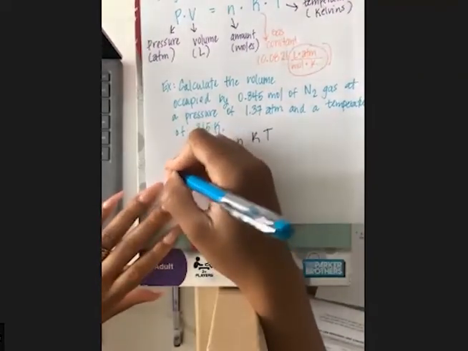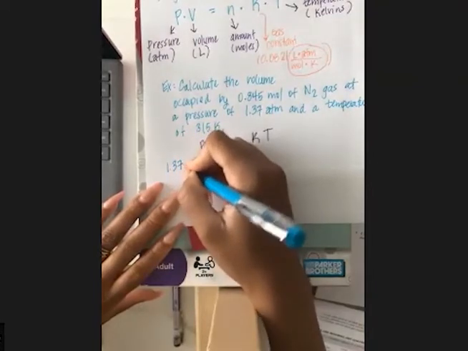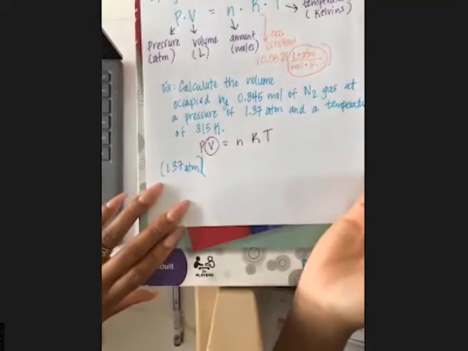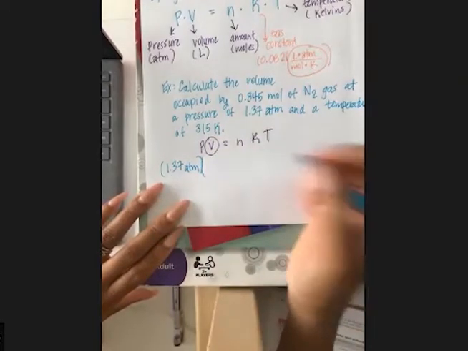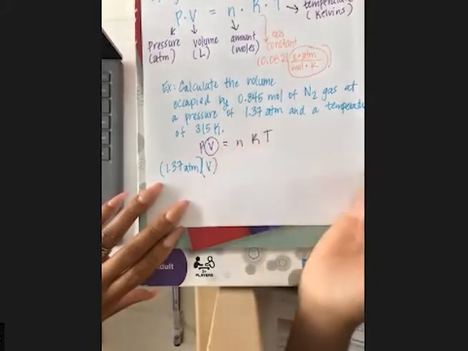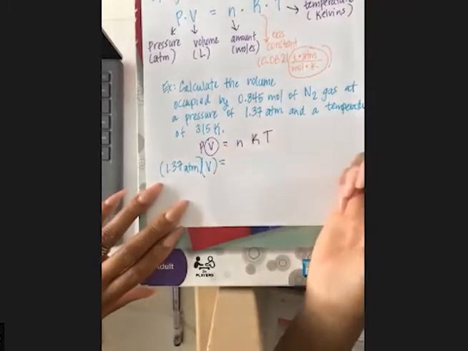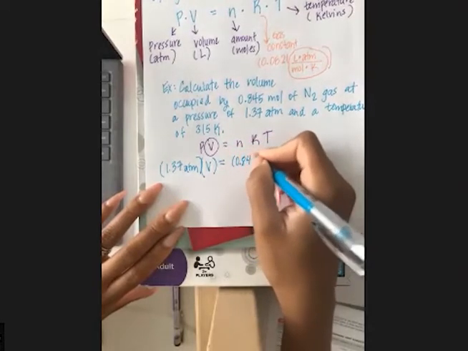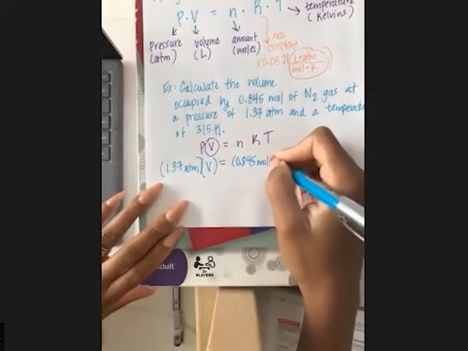1.37 atmospheres. That's my pressure. So I'm saying pressure times volume. What's my volume? We don't know. That's what we're looking for. So I'm going to put V. What's my n? 0.845 moles. That's my n.